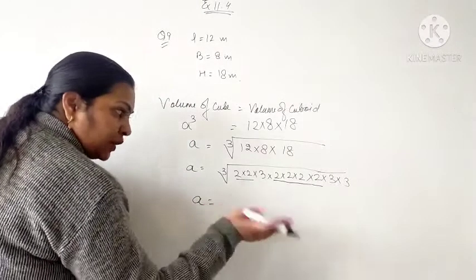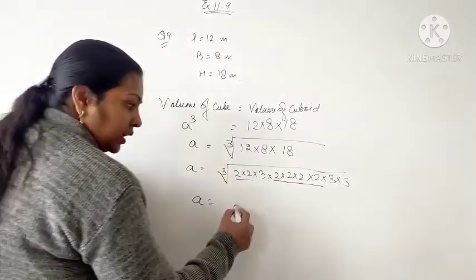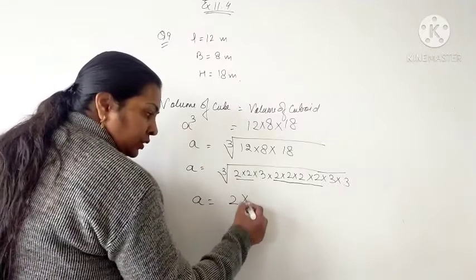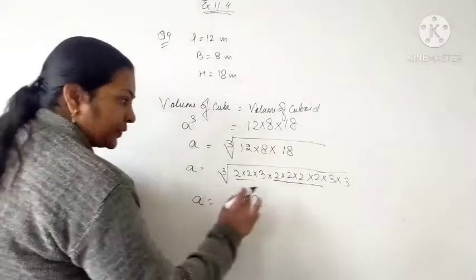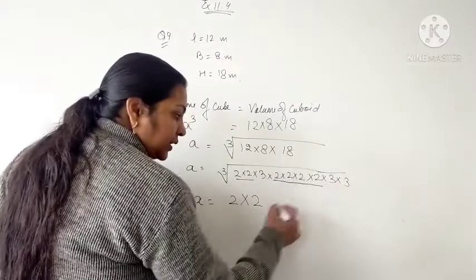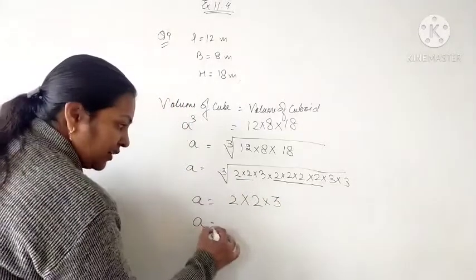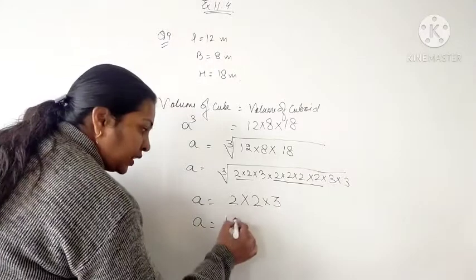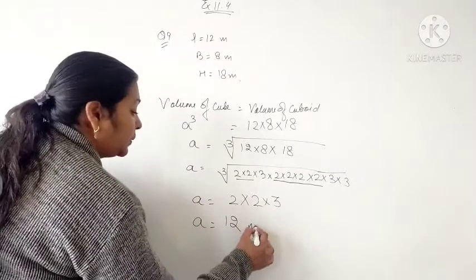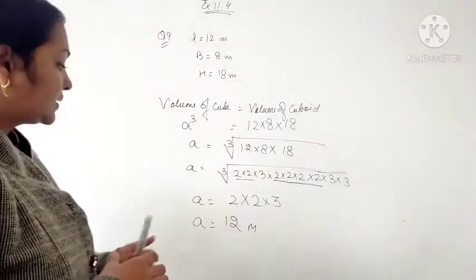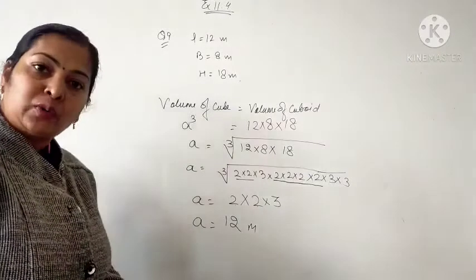So a will be equal to, you will make pairs of 3. 6 twos are there, so we can take out 2 twos. Now 3s are 3 in number, so we will take out 1 three. So a will be 2 into 2 into 3, which is 12. So the side of the cube will be 12 meter.